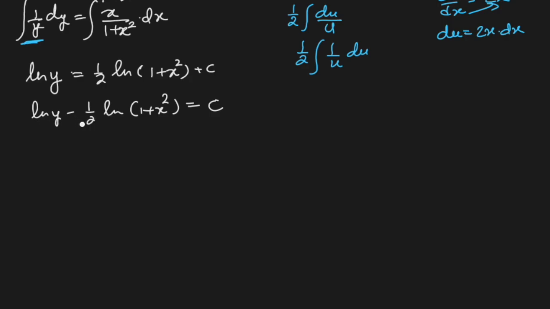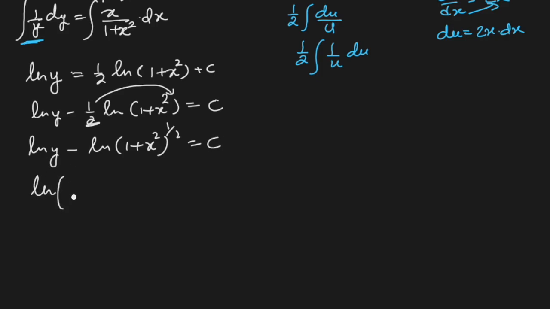All right. So we can't combine these two unless this half goes away. This half will go and become the exponent here. So ln y minus ln of 1 plus x squared to the power half is equal to c. So now we can combine these two. Because two logs are subtracting, we can divide them inside. Y over, power half means square root, 1 over square root of 1 plus x squared, that's what I'll do, equal to c. So let's remove log. Y over square root 1 plus x squared equal to e to the power c.